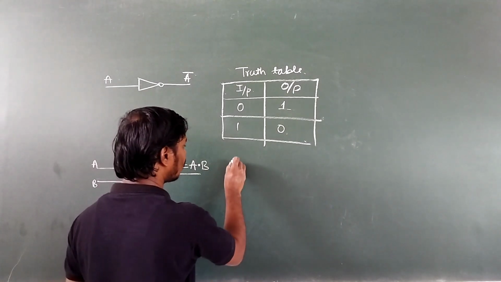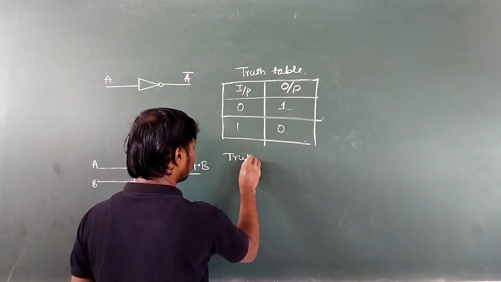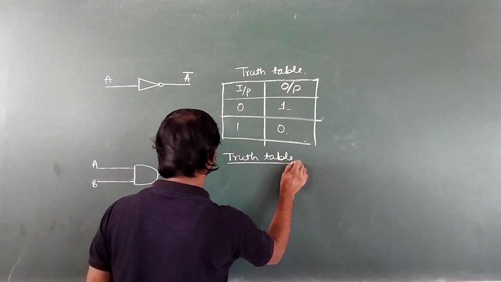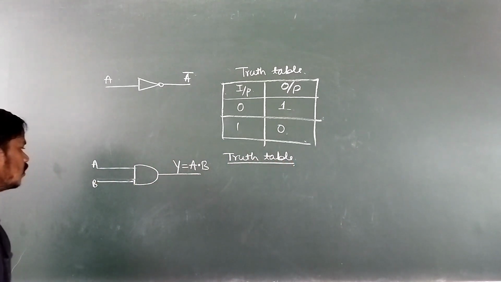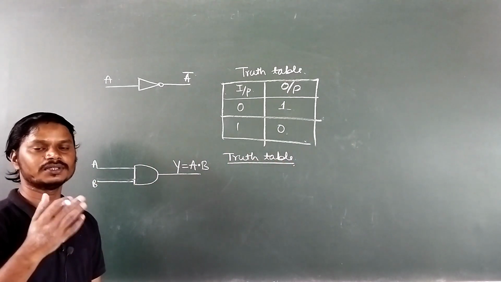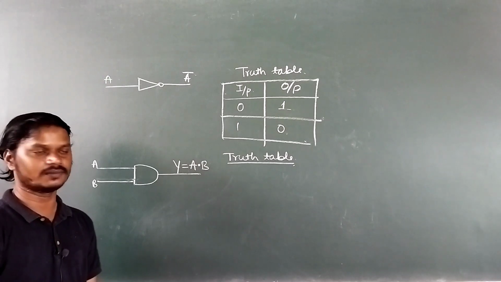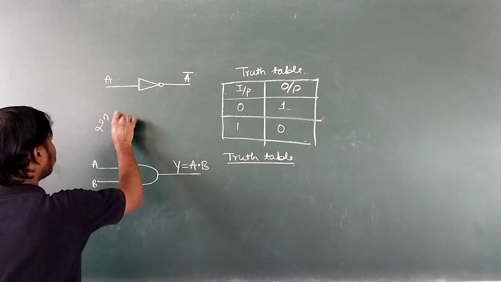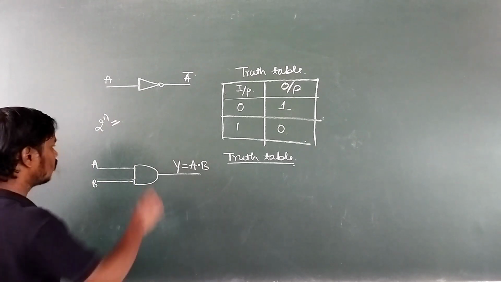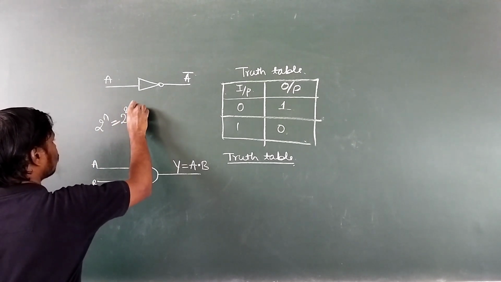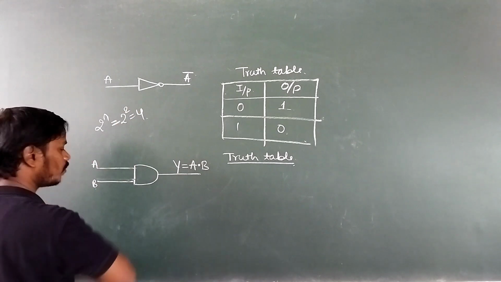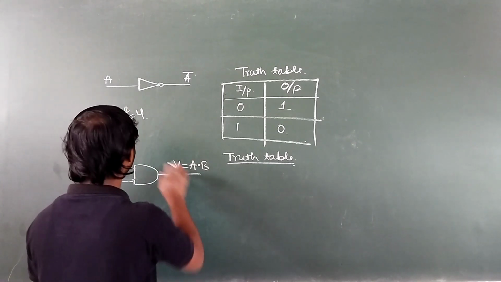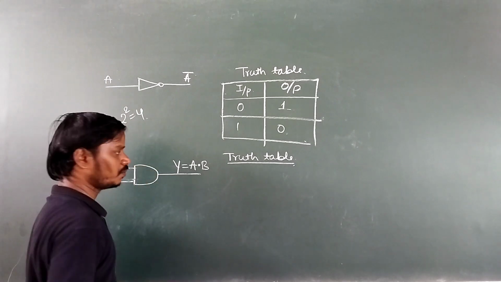Now truth table for AND gate. How many inputs are there? There are two inputs. The possibilities of applying two inputs are 4. Now see here, 2 raised to n. How many inputs are there? 2 inputs, then 2 raised to 2 is 4. Possibilities of applying inputs can be 4, where n is the number of inputs.